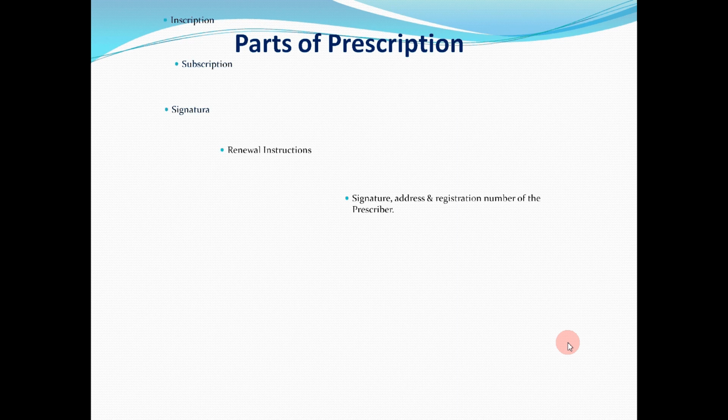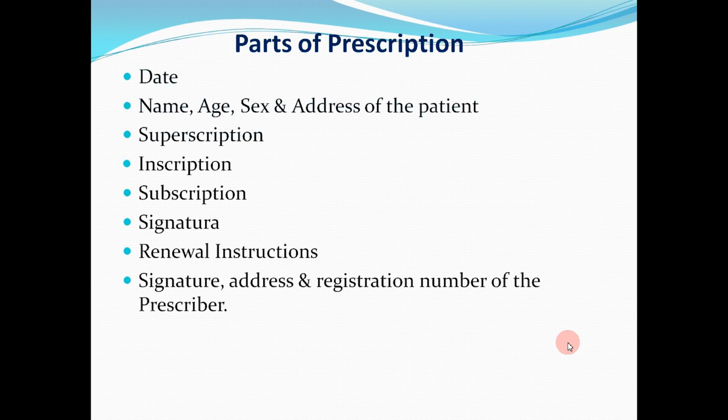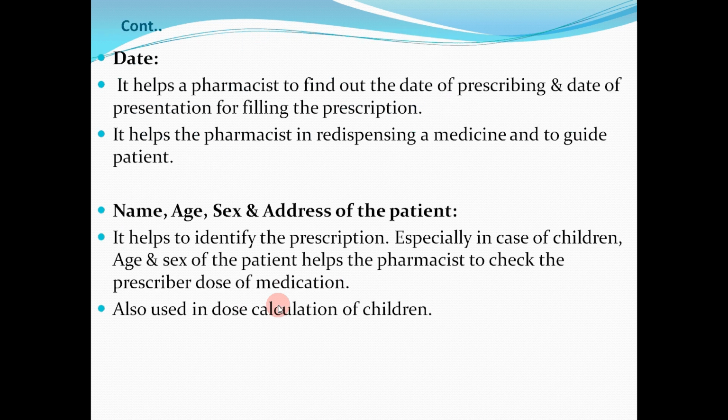Then the next part is the parts of the prescription. First of all, date, name, age, sex and address of the patient, superscription, inscription, subscription, signatura, renewal instruction, and the last one is the signature, address and registration number of the prescriber. These are the parts of the prescription. We will see the first, date.